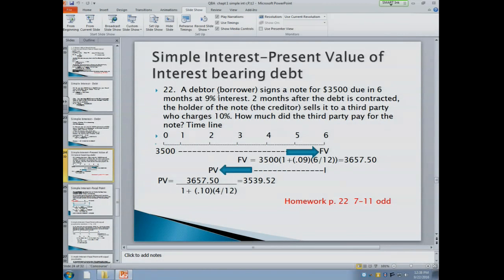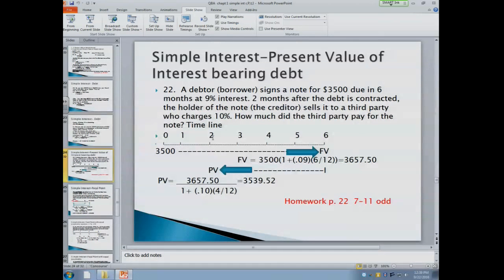Okay, money's not worth 9% anymore. Money's worth 10%. But they're finding the present value. You have to find the present value of this $36.57. So $36.57 is a future value. You have a new interest rate of 10%, and it's only going to be held for 4 months, so it's 4 out of 12. So Bank A will get $35.39.52 in their pocket after 2 months.